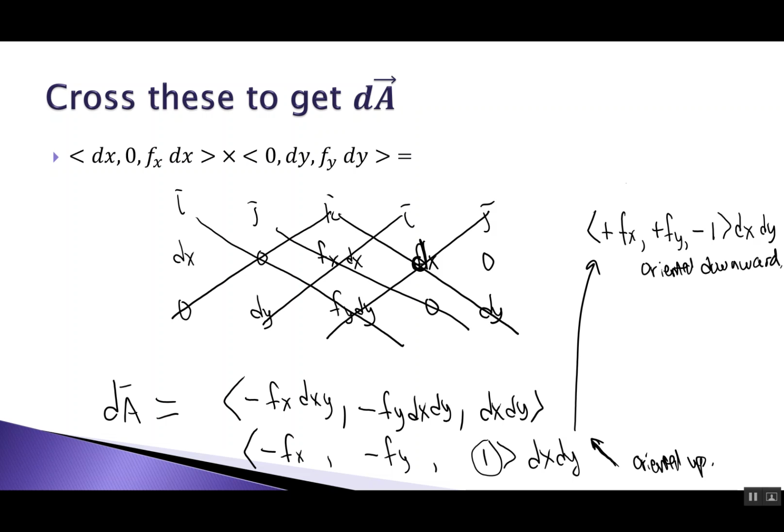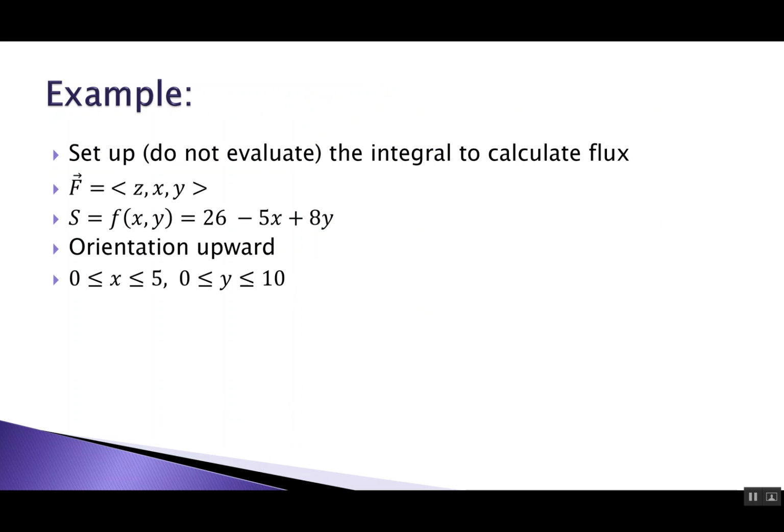So the problem will tell you if you want this vector to be oriented upward or oriented downward. Okay, but you'll just take what you've got and look at the z component, and if it's not the correct one, then you'll just take the negative of it to get the other one. That's all you need to do. Let's look at an example.